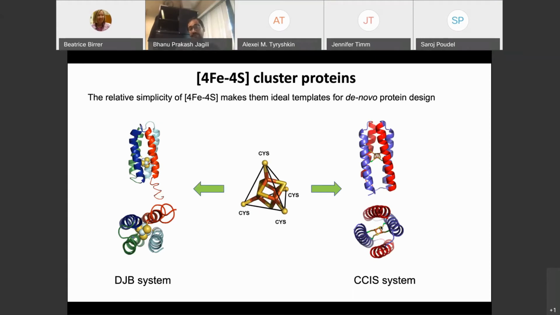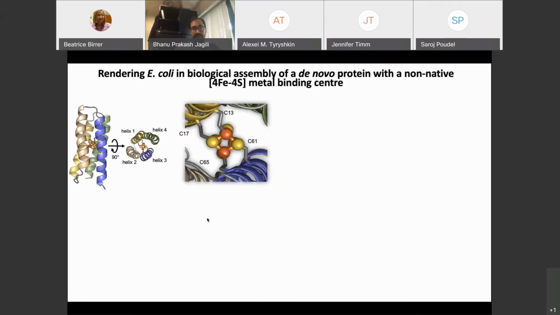Apart from the cysteine localization, there is another difference between these two systems. With the DJB system, we can have the iron sulfur cluster assembled only with in vitro reconstitution, whereas with the CCIS system, we can have this assembly directly from E. coli. Indeed, this is the first artificial protein that can bind an iron sulfur cluster in vivo inside E. coli. In the previous talk, Saroj was talking about the DJB system, so I'm going to emphasize the CCIS system.